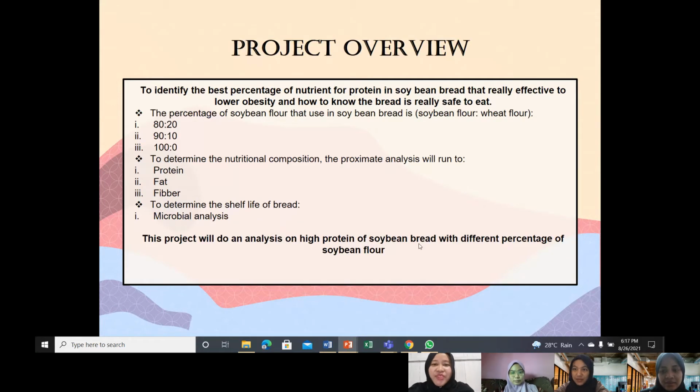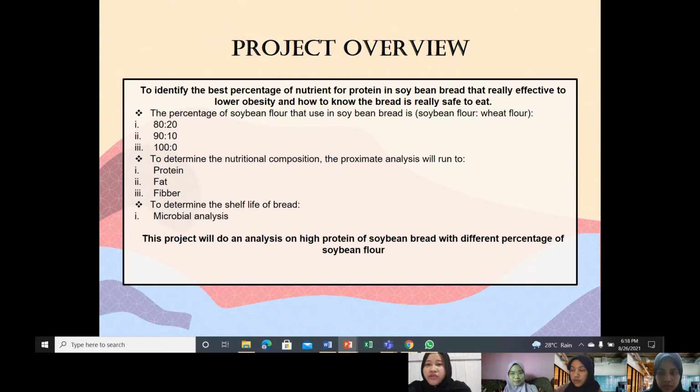Okay, I will present about the project overview. First, to identify the best percentage of soybean nutrients that is really effective in lowering obesity, and to know whether the bread is really safe to eat. The ratio of soybean flour to wheat flour: the first is 80 soybean flour to 20 wheat flour, second, 90 to 10, and the last one uses only soybean flour.